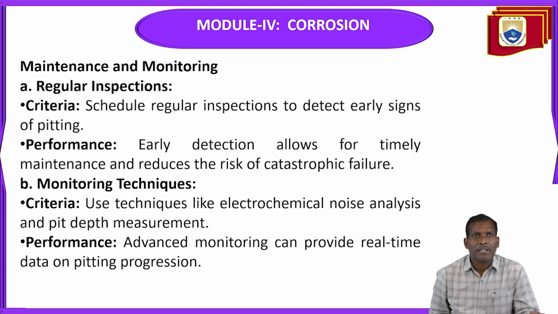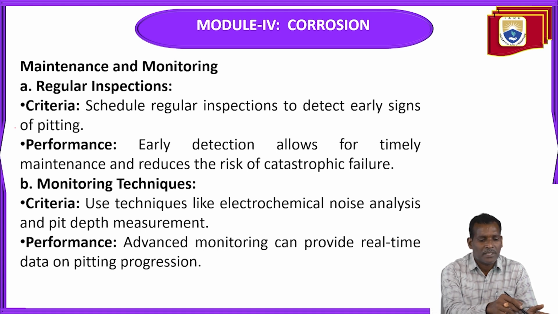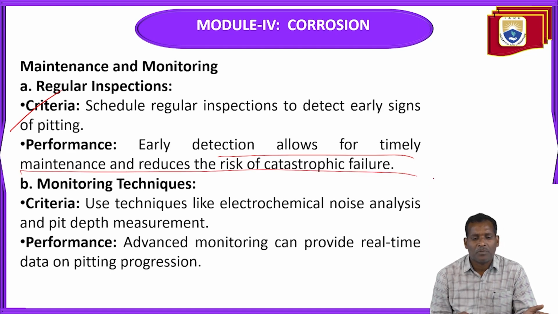Next, maintenance and monitoring, regular inspections. So, schedule regular inspections to detect early signs of pitting. You can minimize the early signs of pitting corrosion by using regular inspections. The performance is, early detection allows for timely maintenance and reduces the risk of catastrophic failure.